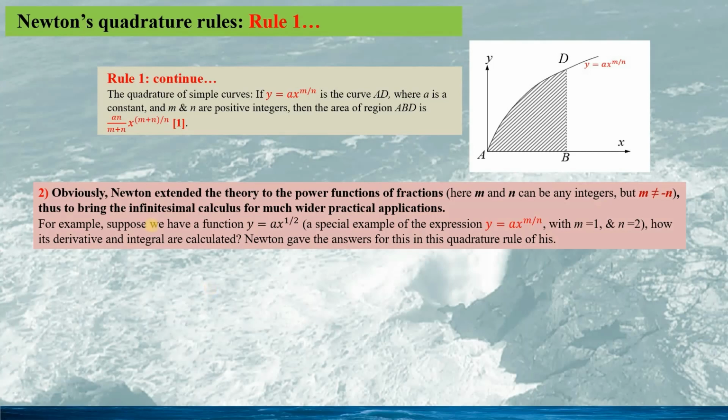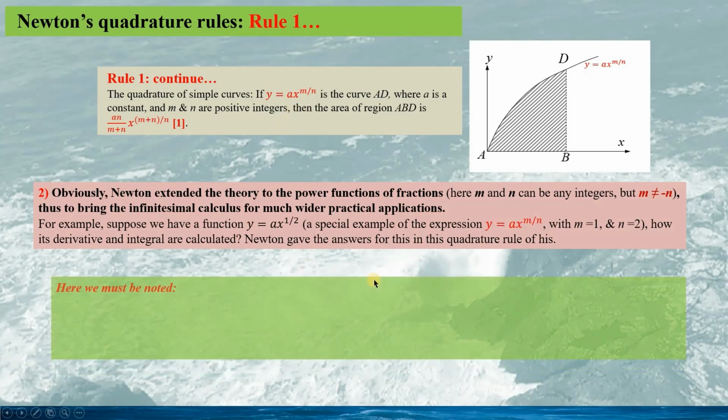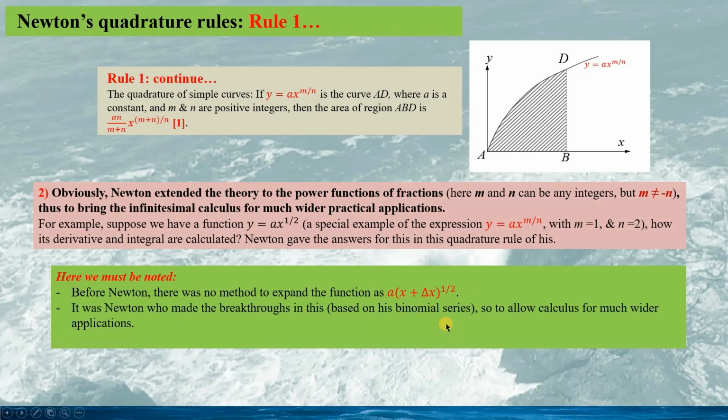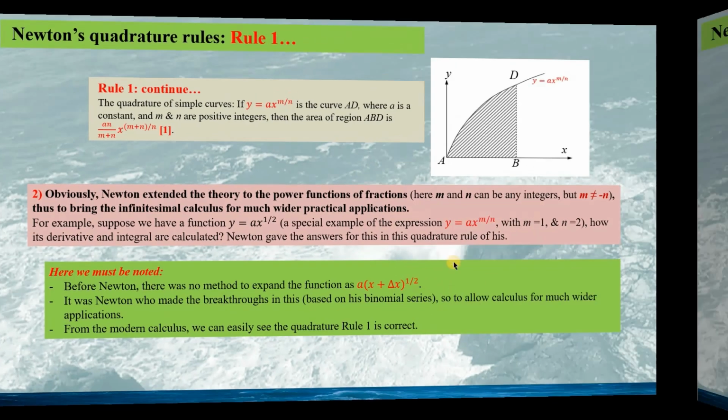Newton gave the answer for this in this quadrature rule. Here we must note it. Before Newton, there was no method for expanding the function as a(x plus delta x) square root. And it was Newton who made the rules in this, based on his binomial series. Such an advancement allows calculus much wider applications for practical problems. From modern calculus, we can easily see the quadrature rule number 1 is correct.